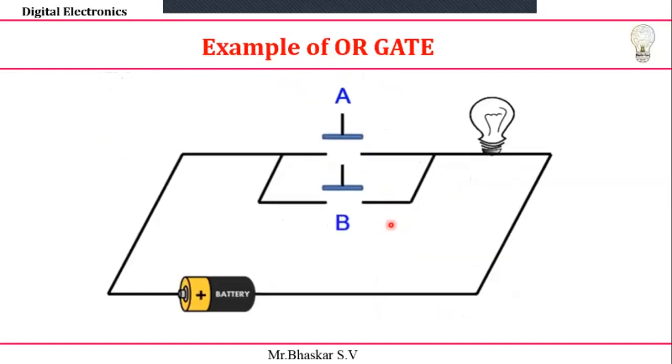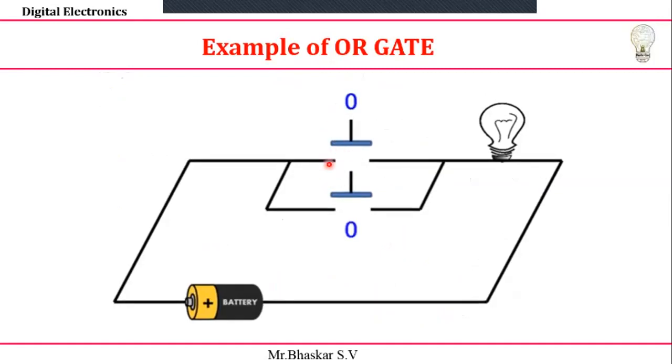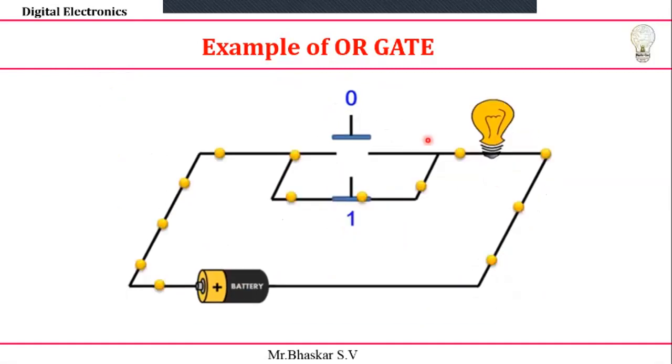Let's take an example with switches. Here the switches are not connected in series, we are going to connect them in parallel. In the first case, I'm going to take 0, 0, which means the switches are open. If they are open, there is no closed path, so the output is 0, meaning the bulb is off. Next, second case, 0, 1. Current does not flow through the first switch, it goes through the second switch and is connected to the bulb. There is a closed path, so the bulb is on and the output is 1.